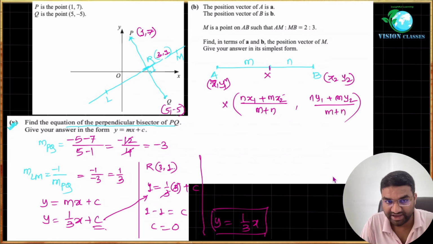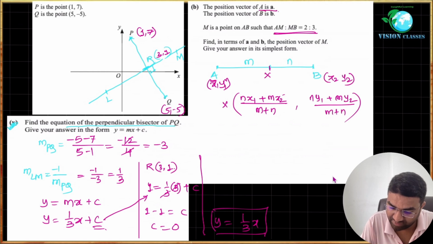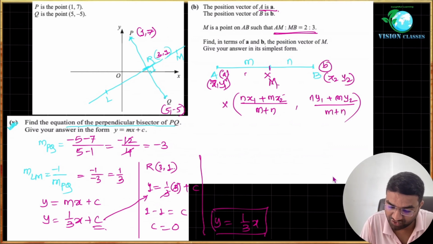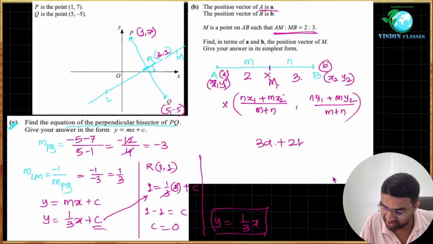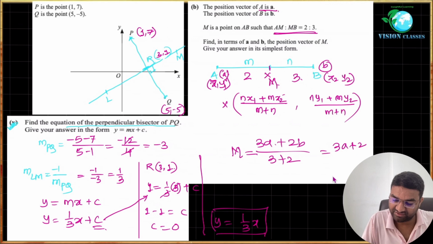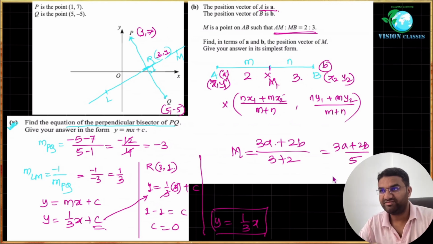Fine. Then we have to apply the same thing here. So they have said that the A point in this case is just A, and the B point is just B. And m and n are 2 and 3 here. Fine. So firstly we have to take 3 times a, so 3a, and 2 times b, plus 2b upon 3 plus 2. That's it. That's the point. Fine. And the simplified form is 3a plus 2b upon 5. That's the simplified form of the answer.